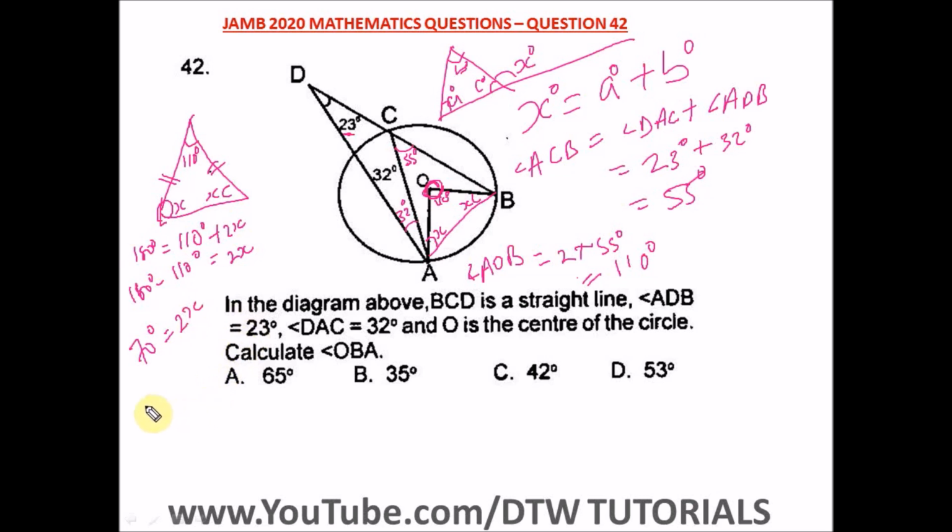So 180 minus 110 gives us 70 degrees equals 2x. To find x, we'll divide both sides by 2. Therefore our x now becomes 35 degrees. So angle OAB is equal to angle OBA, which is equal to 35 degrees. So this is our answer. It is 35. That's our answer.